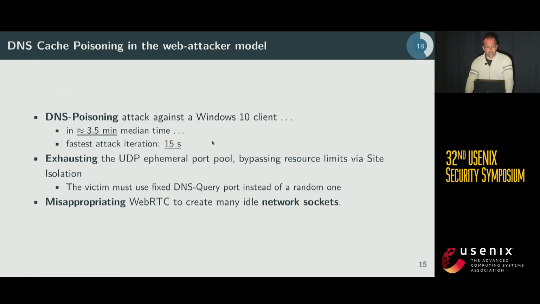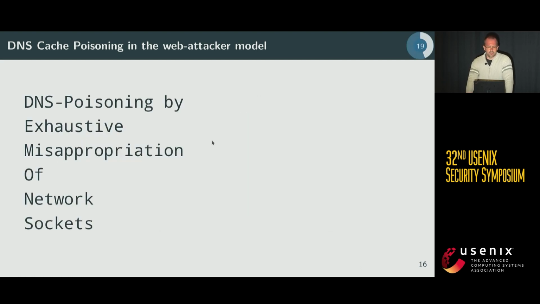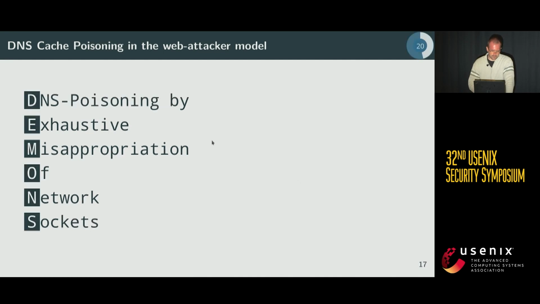So now let me show you how you can use those capabilities to perform a DNS cache poisoning attack against the Windows 10 client in a web attacker model with a median attack time of 3.5 minutes. The attack will exhaust the UDP ephemeral port pool of a victim operating system using the site isolation resource limit bypass and misappropriating WebRTC to create many island network sockets. This forces the victim operating system to use a fixed DNS query port instead of a random one. We call this attack DNS poisoning by exhaustive misappropriation of network sockets, and because that doesn't really roll over the tongue, we nicknamed the attack DeMONS.